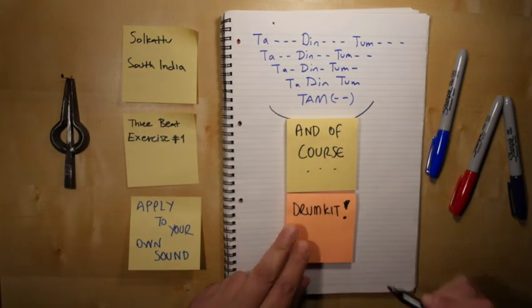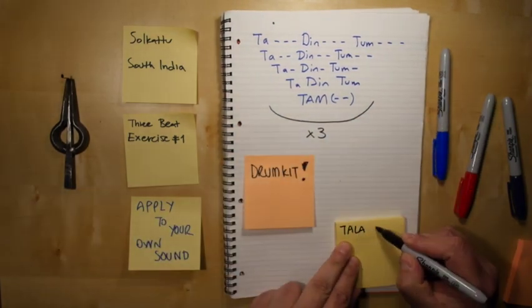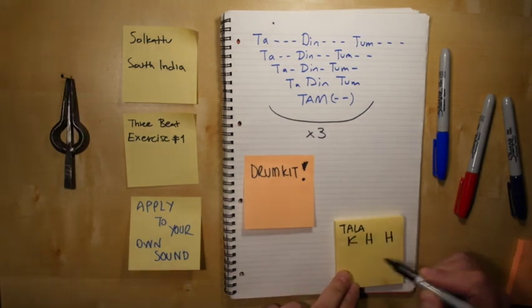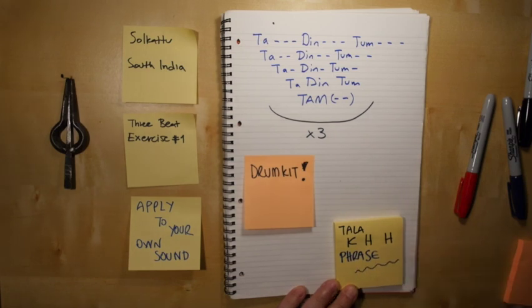Solkattu also sounds great, of course, on the drum kit. You can play the Tala as a combination of feet, maybe like kick, hi-hat, and then with the phrase, of course, the sky is the limit.